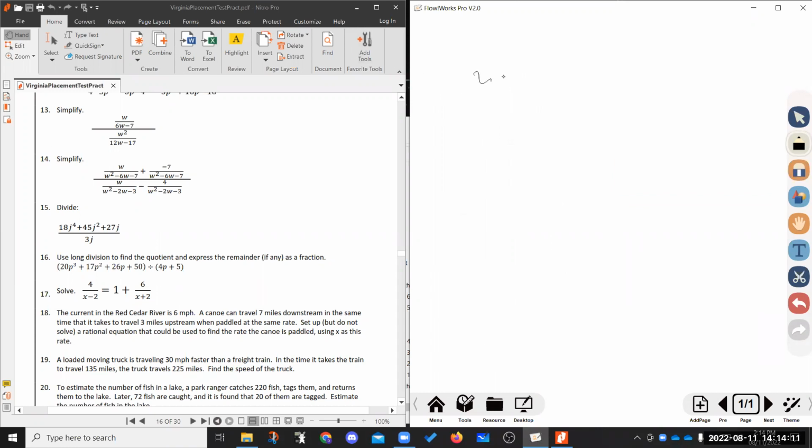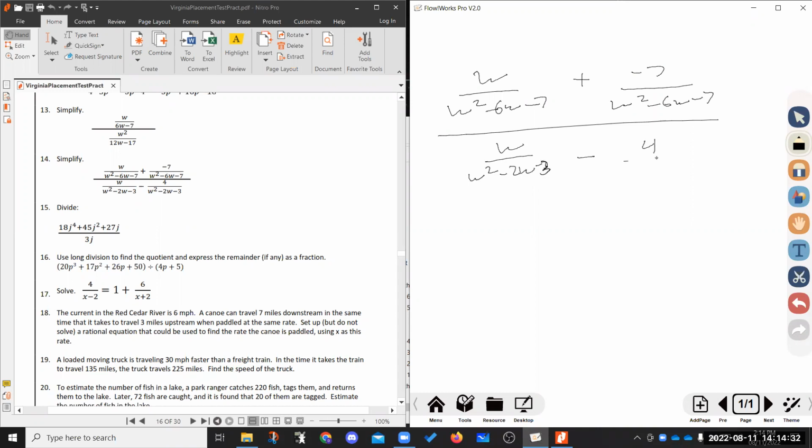Problem 14 asks us to simplify w over w squared minus 6w minus 7, plus negative 7 over w squared minus 6w minus 7, all over w squared minus 2w minus 3 minus 4 over w squared minus 2w minus 3. Okay, I have common denominators in the top and in the bottom already, so let's make single fractions.